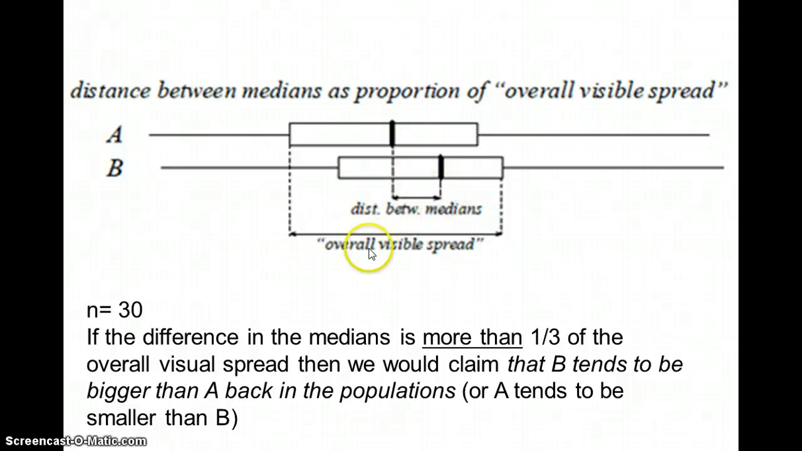In this particular setup, if I was to pick up that line there and redraw it here, it would come to about this point, which you can see is about a quarter of the overall visible spread. Remember, it has to be more than 1/3. Therefore, this arrangement here is too close to call.